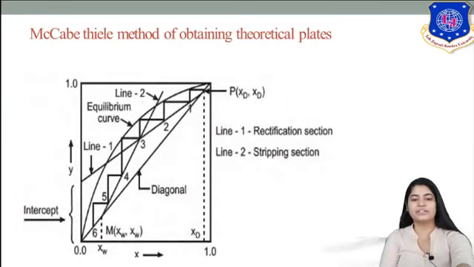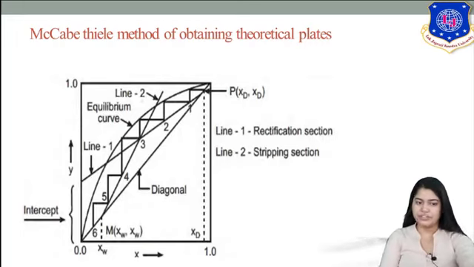Here you can see that from one point again I am stretching a horizontal, it meets the equilibrium curve. From that point drop a vertical till the operating line. You can see that on the operating line of line 1, the operating line of the rectifying section, you are drawing your triangles.